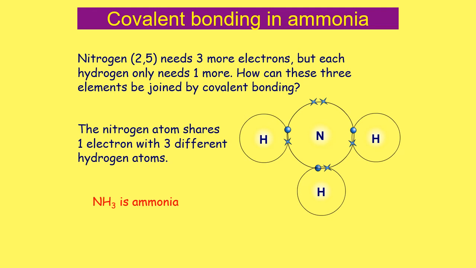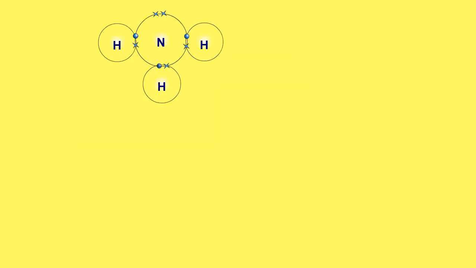The hydrogen on the right-hand side contains 2 electrons, 1 from the hydrogen, 1 from the nitrogen, and it is stable. And if we look at nitrogen in the center, it has 1, 2, 3, 4, 5, 6, 7, 8 electrons in total. 5 from the nitrogen and 3 from hydrogen atoms, giving it 8 electrons overall and making it stable. And NH3 is ammonia.